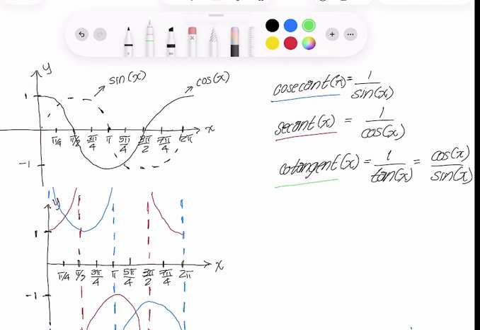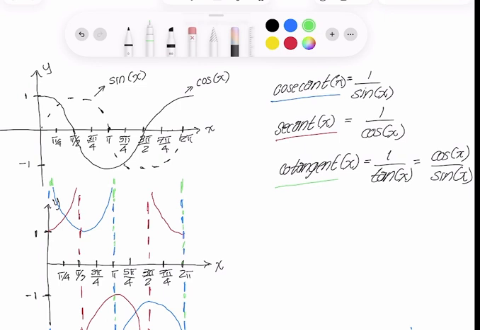For cotangent, there's going to be infinity when sine equals 0. So it's going to have the same boundaries as sine. At 0, it's going to have a boundary. At pi as well. And at 2 pi. So what's it going to look like?